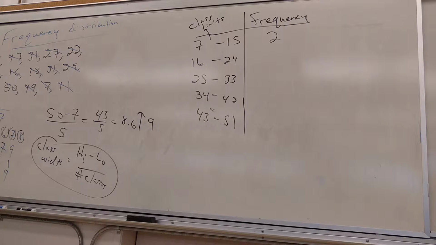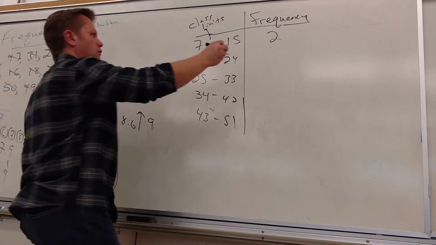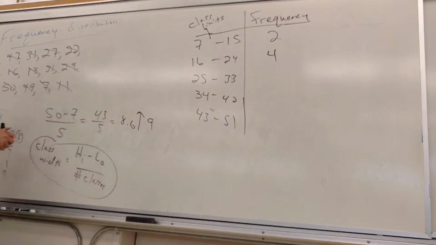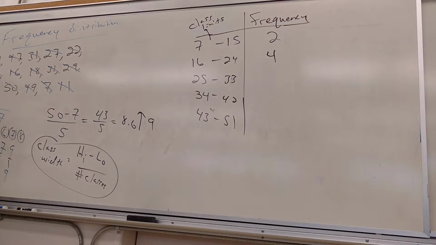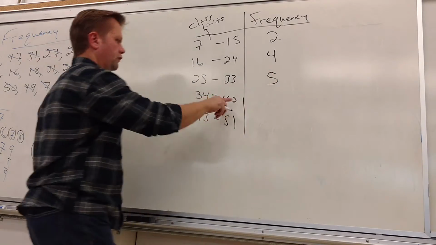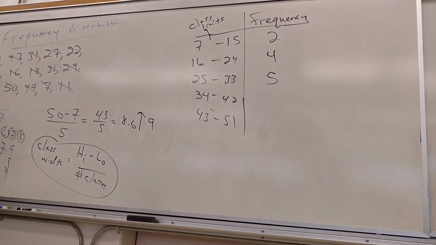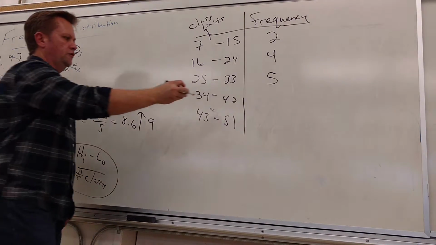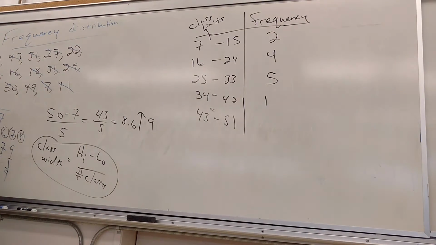So I understand if you're wondering what are we doing? That's all we're doing. Counting how many data points fall in each. That's how they distribute amongst all those classes. So 4. 25 to 33. 5. 1, 2, 3, 4, 5. I like it. 34 to 42. 1. And then 43 to 51. 3. Yeah, 1, 2, 3.